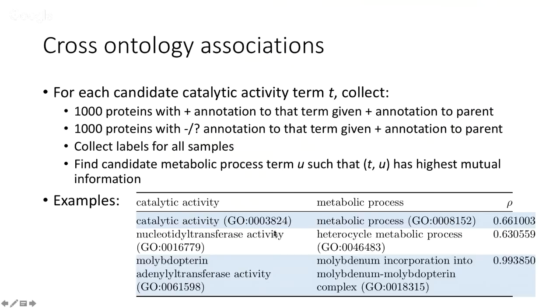And you can see some of the ones that were found. Catalytic activity was most associated with metabolic process. That's a good starting point. Nucleotidyl transferase activity was most associated, for the particular model we were looking at, with heterocycle metabolic process. And these are the correlations. And I can't read this one, so I'll let you read it yourself.